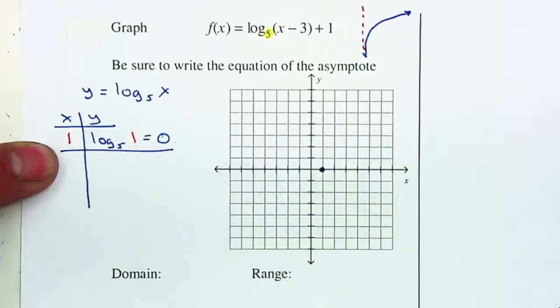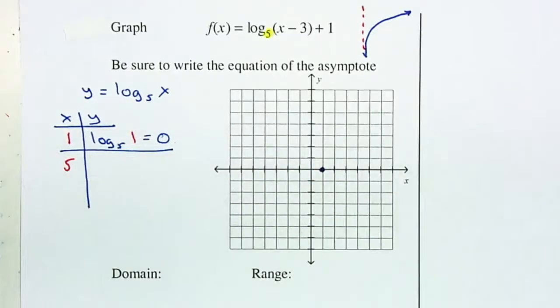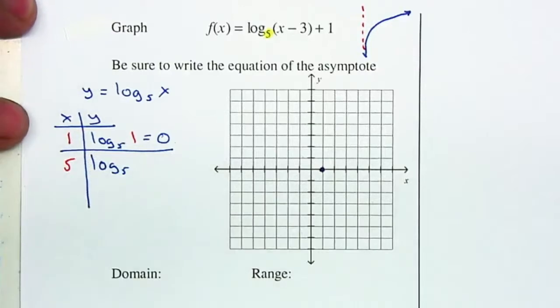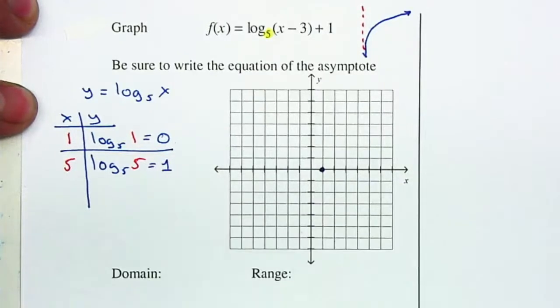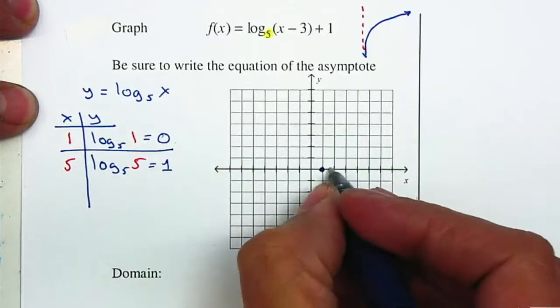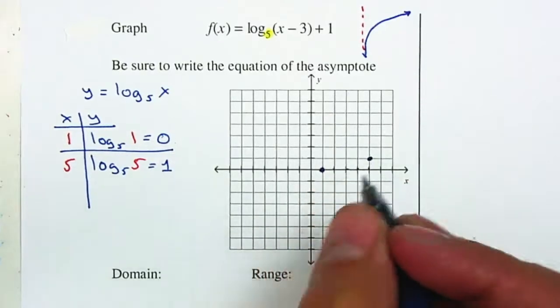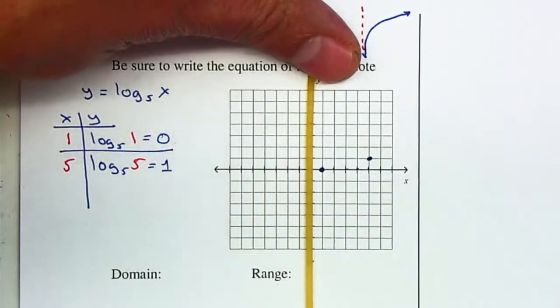And now the next number that I'm going to plug in is say 5. Now if you have a calculator, you can plug in any numbers you want. But the easiest number to plug in is a 5, because 5 to what exponent is 5? 5 to the first power is 5. So therefore my next point is 5, comma 1: 1, 2, 3, 4, 5, and up 1. My asymptote right now will be right here.